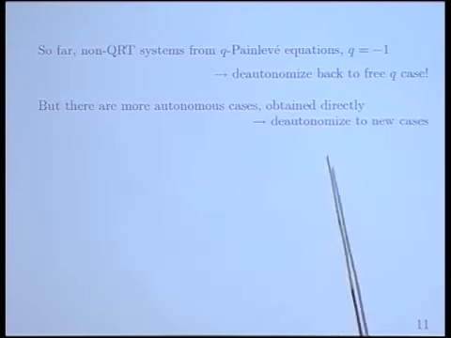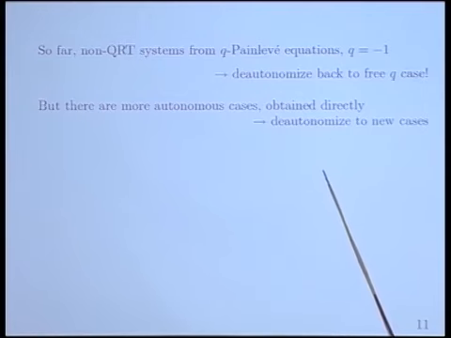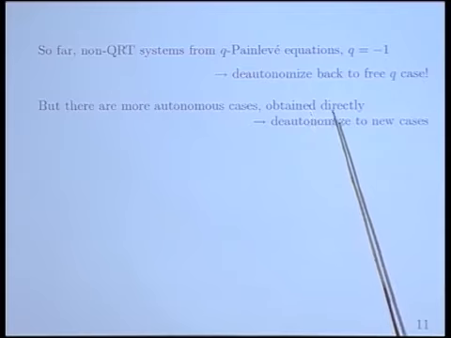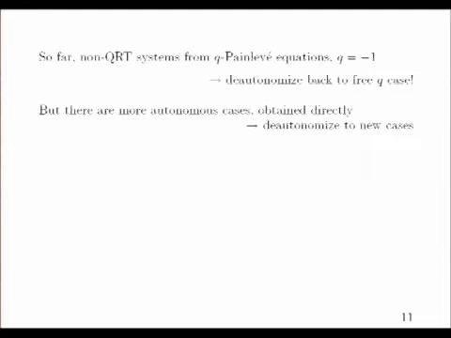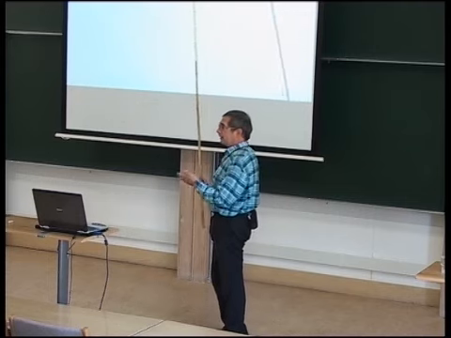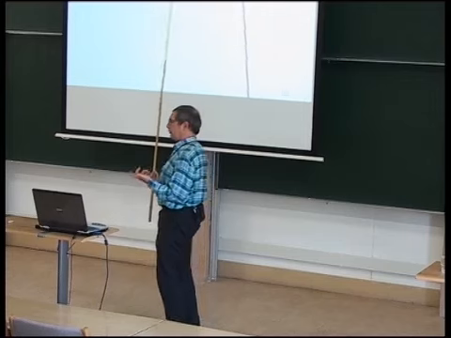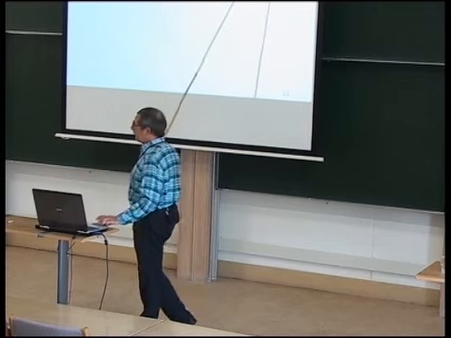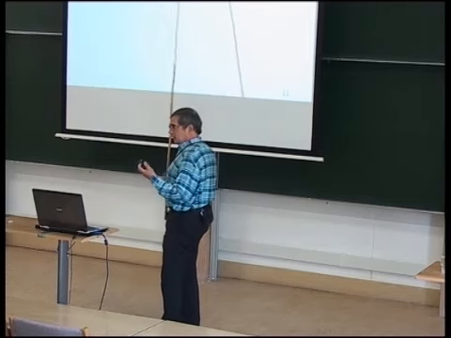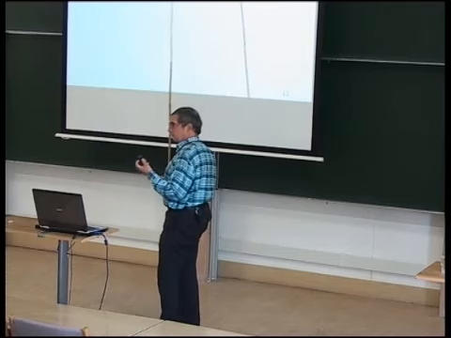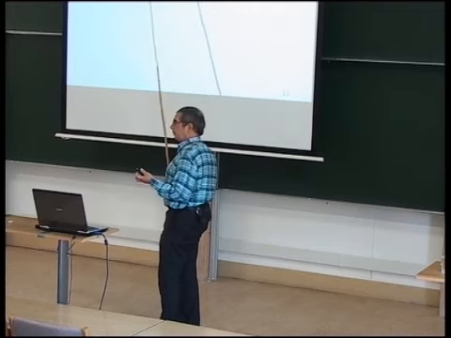So again, all those cases, I just gave them as examples, just to show you what kind of non-QRT discrete system you can have. But there's no point in deautonomizing them, because they all came from taking a Painlevé equation and making it look autonomous by taking q is -1 and hiding the q to the n terms, keeping only the q to the 2n. So this won't give you new systems, but this gives you an idea of what the new system you want to study should look like.